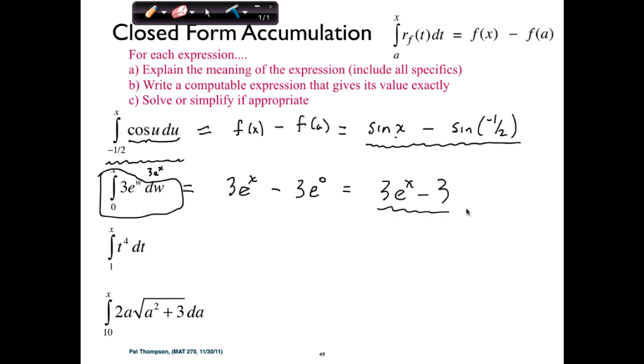Okay, next one. What's the meaning of this expression? Daniel. It's the accumulation of quantities with the rate of change x to the fourth. Yep. Accumulation of a quantity whose rate is x to the fourth, accumulating from 1 to x. And then how about the antiderivative to get the closed form? It's the antiderivative of x to the fourth.